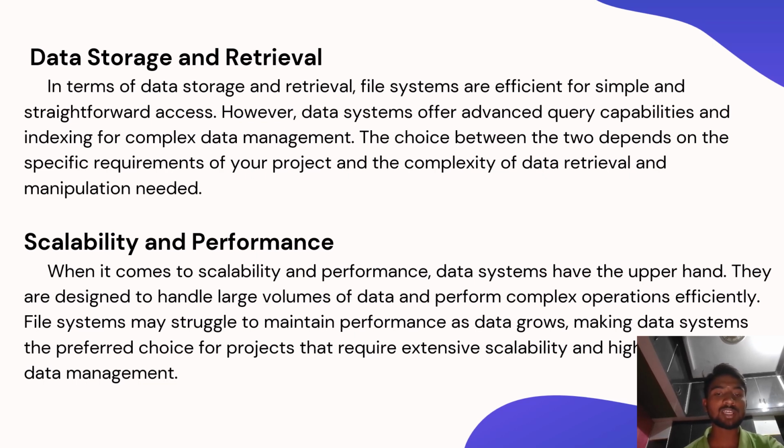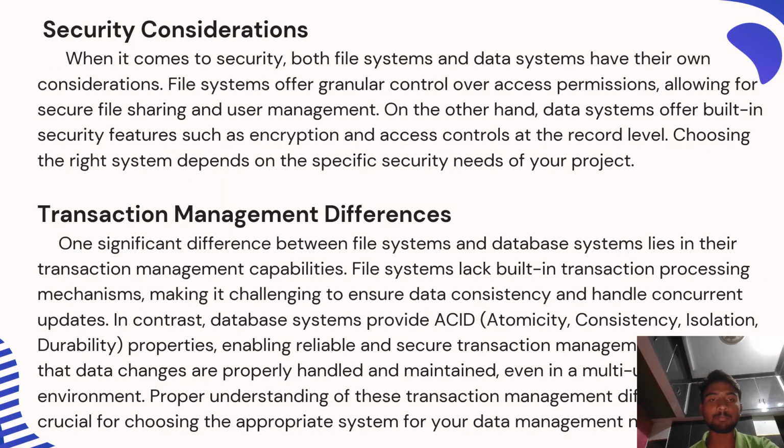The scalability and performance. When it comes to scalability and performance, database systems have the upper hand. They have been designed to handle large volumes of data and perform complex operations efficiently. The file system may struggle to maintain performance as the data grows, making the database system the preferred choice for projects that require extensive scalability and high data management capability.